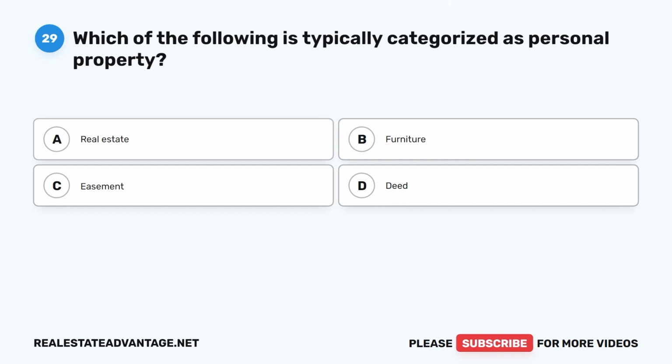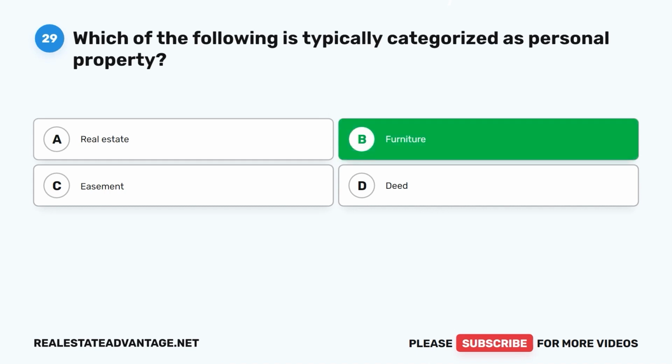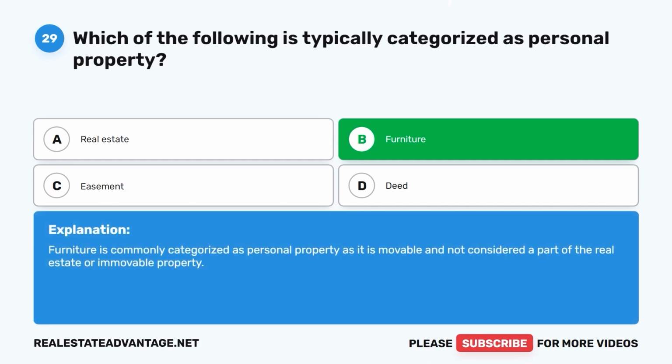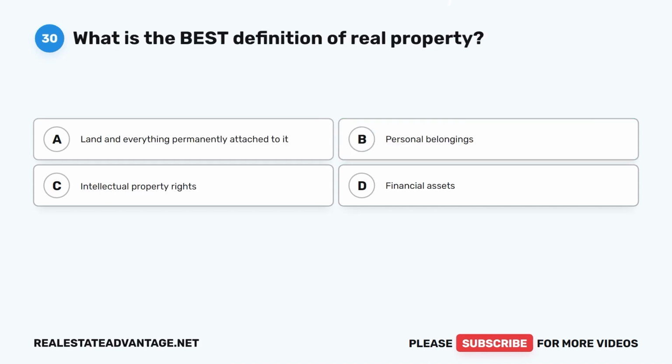A. Real estate, B. Furniture, C. Easement, D. Deed. The correct answer is B, furniture. Furniture is commonly categorized as personal property, as it is movable and not considered a part of the real estate or immovable property.